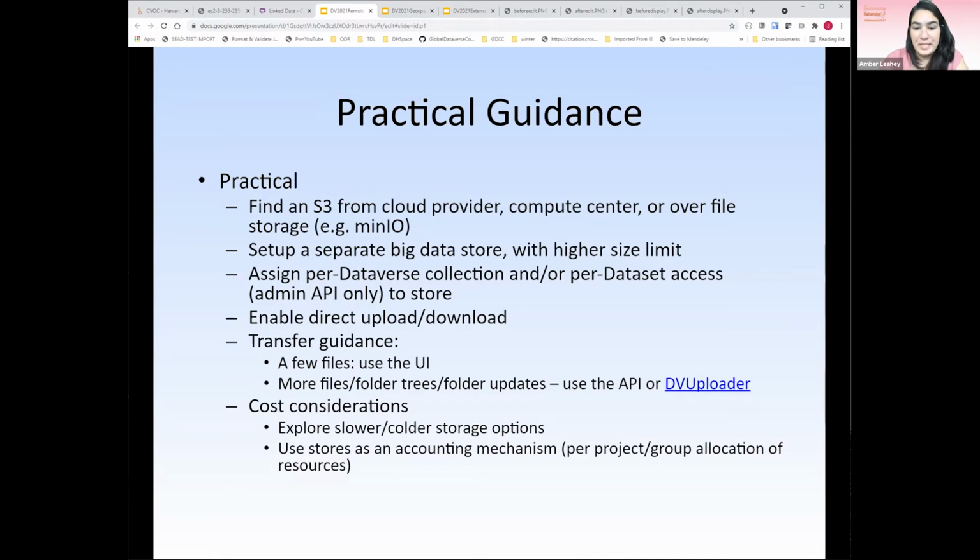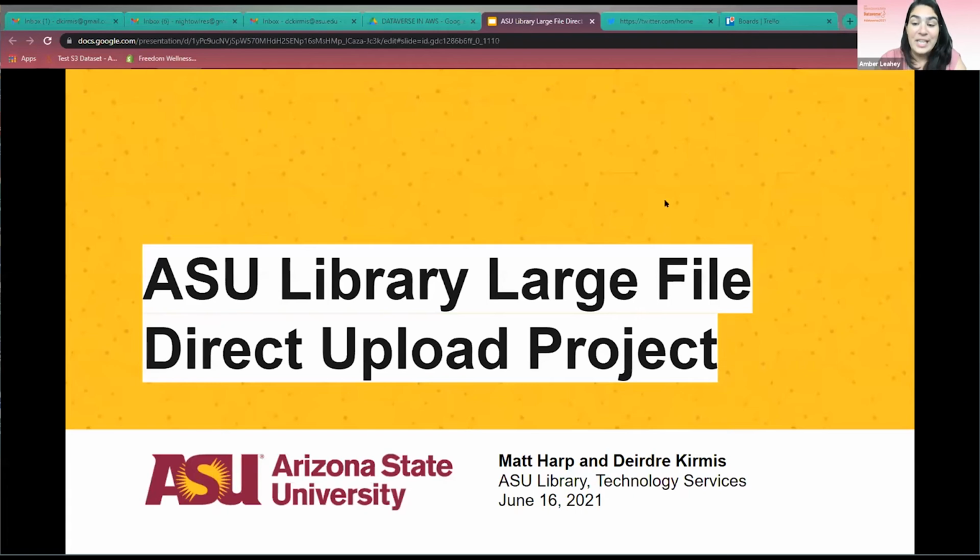So Deirdre Kermis is a web application developer, and Matt Harp is the research data management librarian, director of research data services at Arizona State University Library. So thank you to both of you. Take it away. Yeah, thanks for having us.